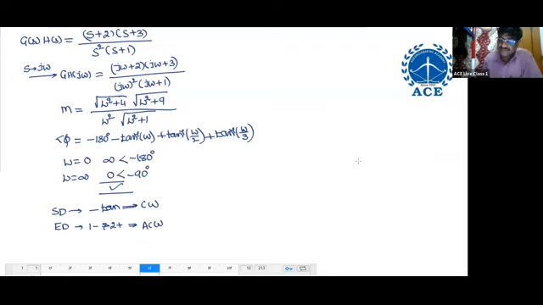Then draw the plot. So what happened here? It starts at minus 180 and ends at minus 90. Initial direction is clockwise, clockwise means up only. Ending direction is minus 90, that means it will come like this.